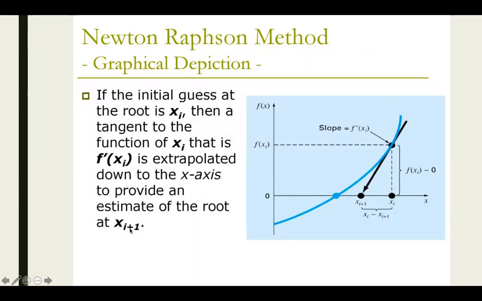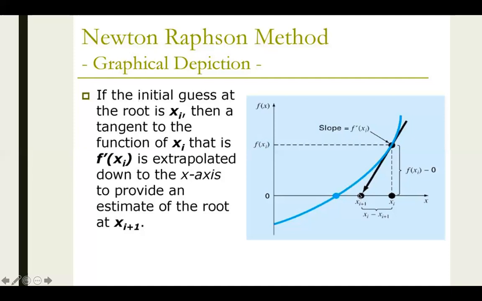What we are doing is taking the initial guess, then finding f dash of x, and once we find f dash of x, we extrapolate that tangent up to the x-axis. Wherever it touches the x-axis, that is the next iteration value of the root of the equation.